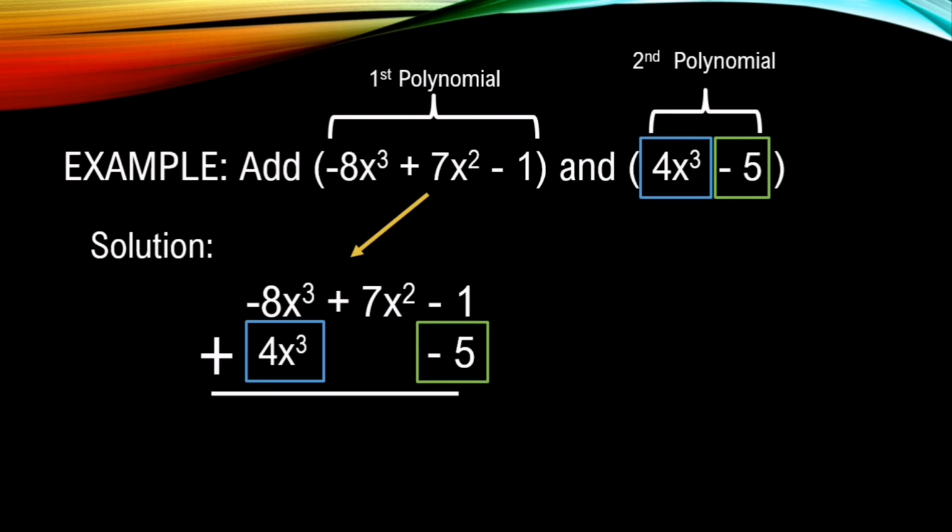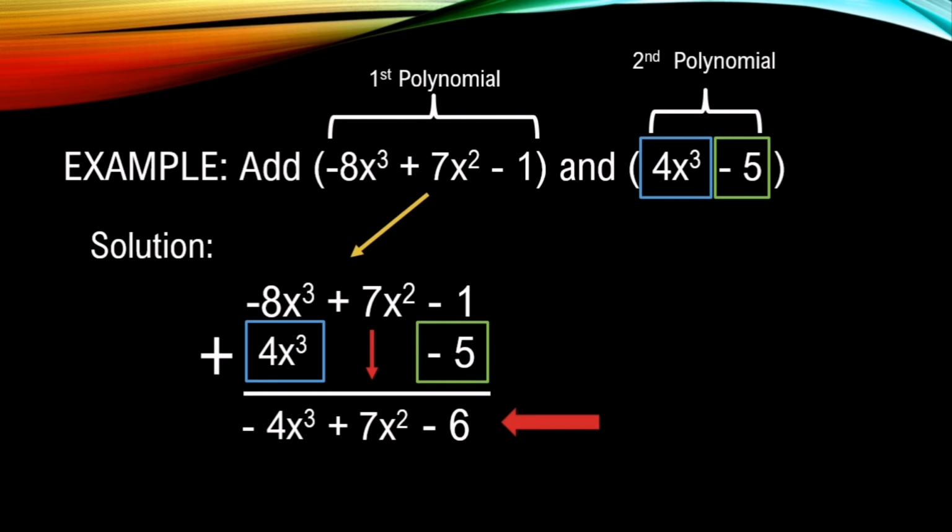So now, we can add the given polynomials. What is negative 1 plus negative 5? It will give us negative 6. Next, let's proceed. 7x squared plus nothing or 0. So we will simply copy 7x squared. And then, negative 8x cubed plus 4x cubed will give us negative 4x cubed. So that will be our answer.